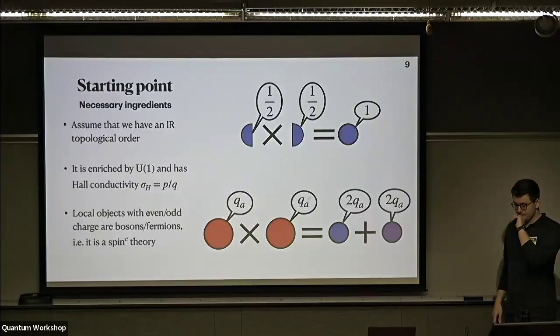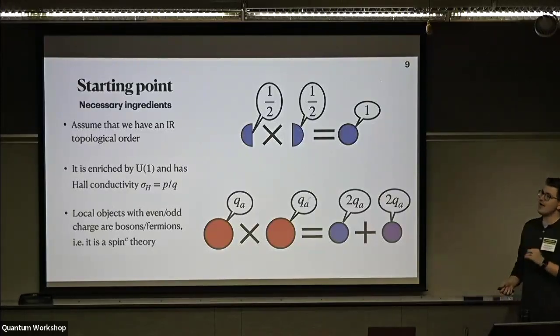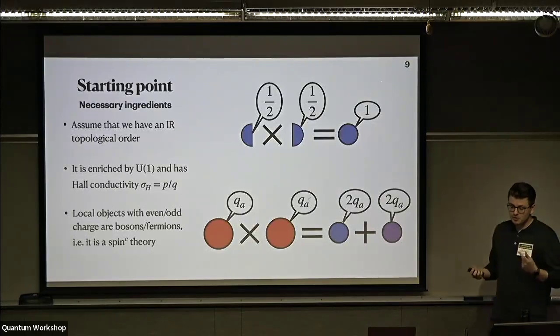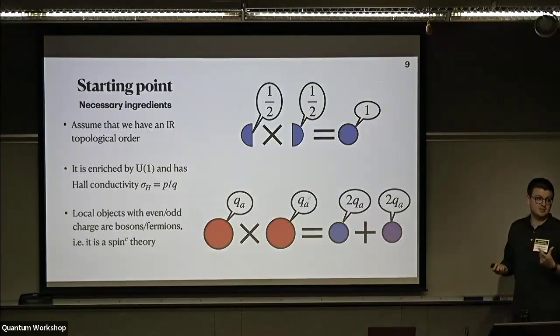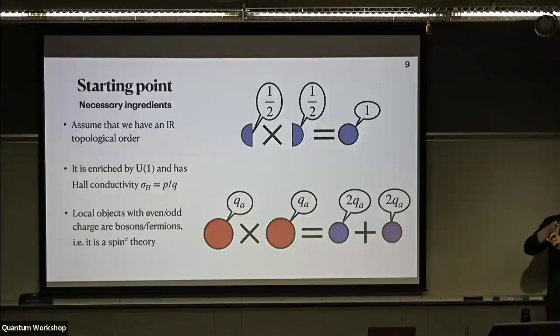So in your anyon theory, you have two objects which braid trivially with everything. It's a bosonic vacuum and a fermion. And let's imagine that I start with a system of electrons. Any local particle is going to braid trivially with all anyons. And I want to build a local boson from electrons. We know that you'll end up having to Cooper pair them. So any local boson is made out of even numbers of electrons and it will have even charge. Any local fermion will be made out of odd numbers of electrons and it will have odd charge. So this is the spin-C theory.